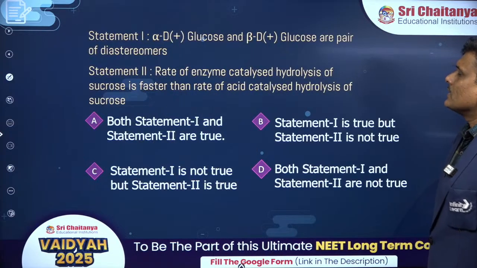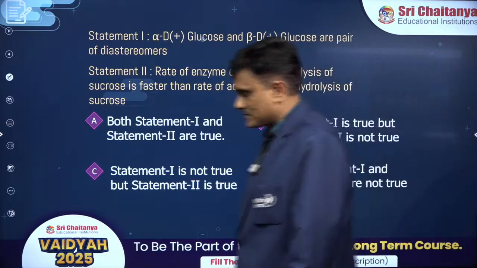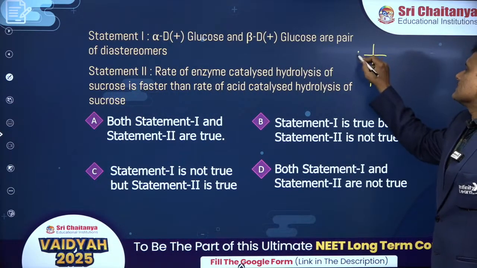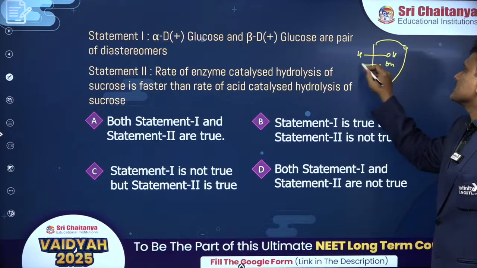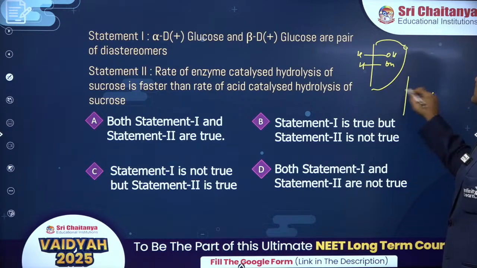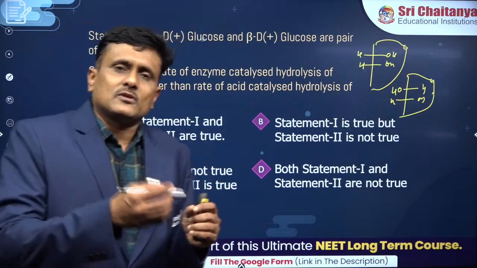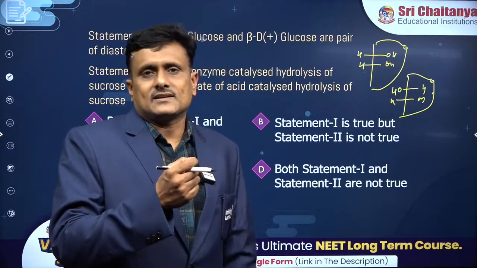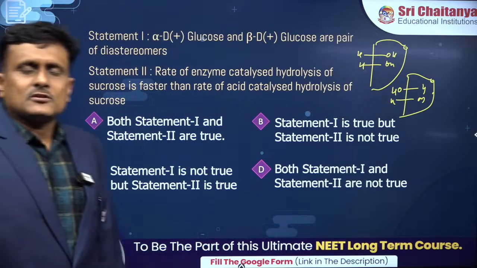Next question please. Alpha D plus and beta D plus glucose, a pair of diastereomers. We have seen in the beginning of our sessions that these two, alpha D plus and beta D plus, are formed by the hemiacetal formation, isn't it? This is alpha, and when you write its counterpart, beta, right? Alpha D plus and beta D plus are also called anomers. They are diastereomeric pairs. They differ in their configuration around the first chiral carbon atom after forming the hemiacetal structure. Alright, so it makes sense that they are diastereomers. They are also called anomers.